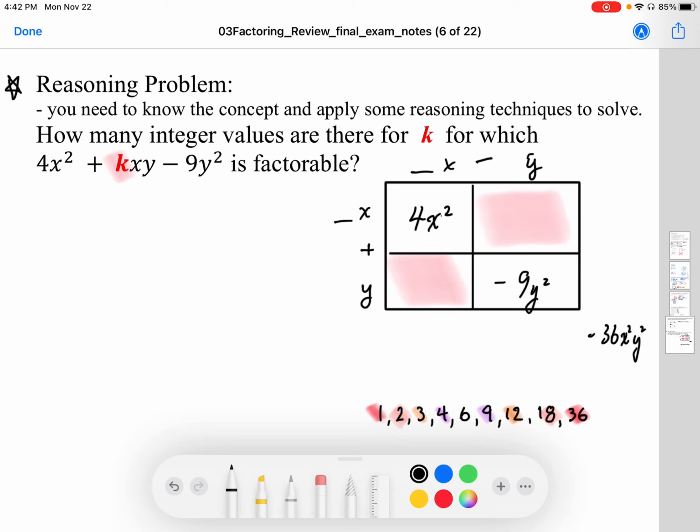So the diagonal gives us negative 36, and we want to know how to split up that 36 into one positive factor and one negative factor, to combine to give us the k in the kxy term. Our options are basically the factors of 36. So I've listed out all the factor pairs: 1 and 36, 2 and 18, 3 and 12, 4 and 9, and 6 and 6.